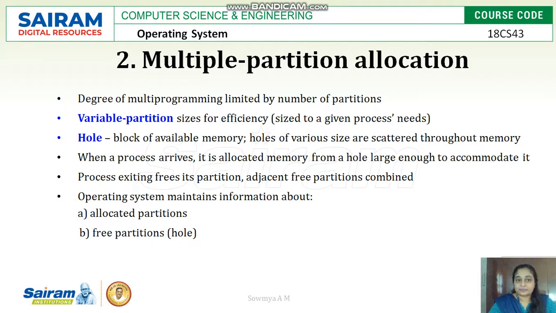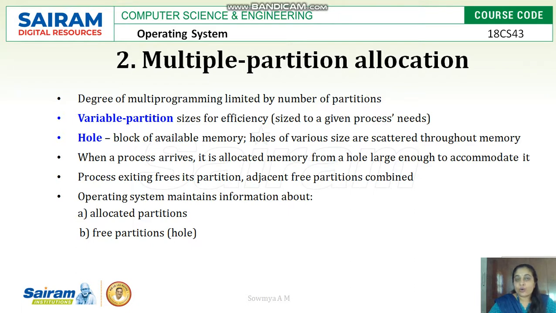A hole, in the sense of free space available in the main memory, is considered a hole. When a process arrives, it is allocated memory from a hole large enough to accommodate it. If the size of a process is, let's consider, 10 MB, then the hole should be large enough to fit the 10 MB process. So based on the size of the process, a large enough hole is allocated to that process. When a process frees its partition, the adjacent free partitions are combined.